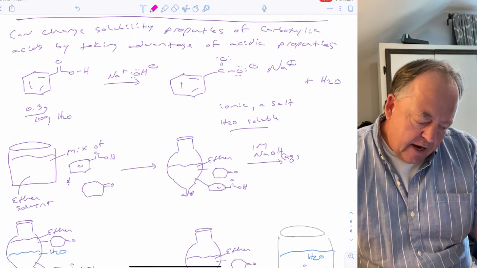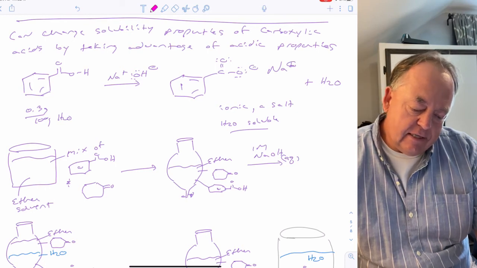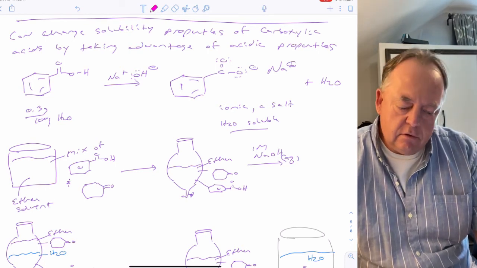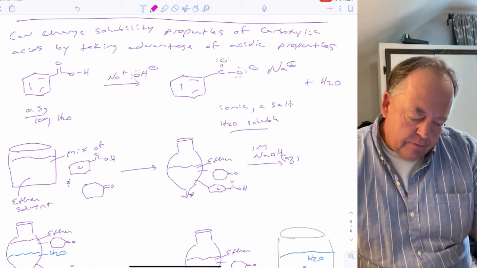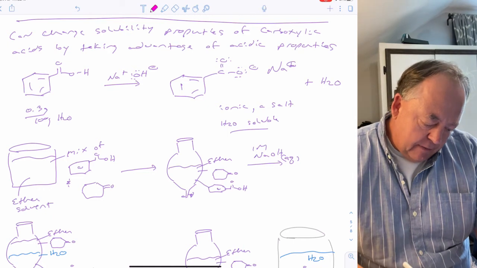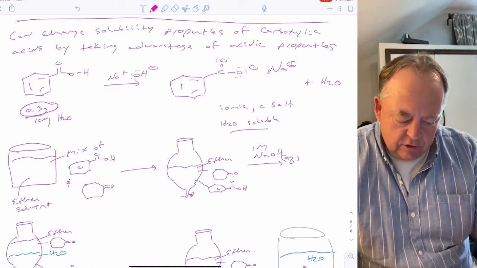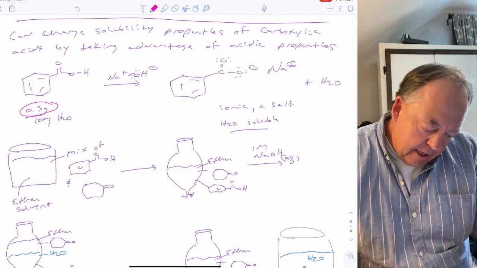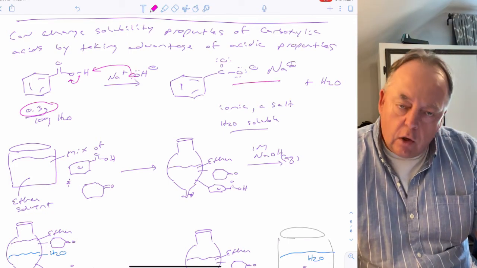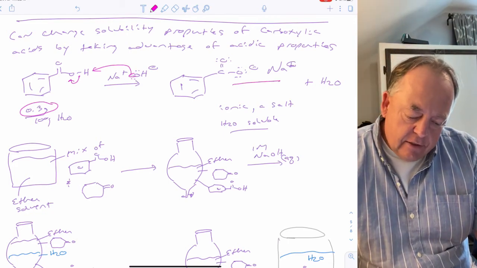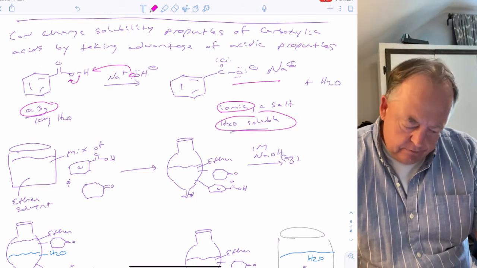Okay, so you can use the fact that carboxylic acids are acidic. You can use their acidic properties for usefulness in lab. If you want, you can change something's solubility properties, for example. So if you take benzoic acid, which is basically not soluble in water, only 0.3 grams dissolves in 100 grams of water, and you react that with sodium hydroxide to deprotonate it to make the sodium salt of benzoic acid, that's an ionic compound. It's much more polar, and this is water soluble.